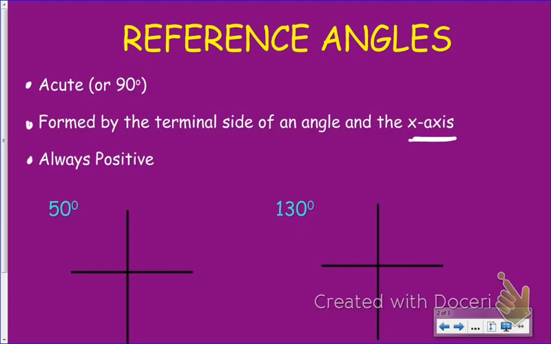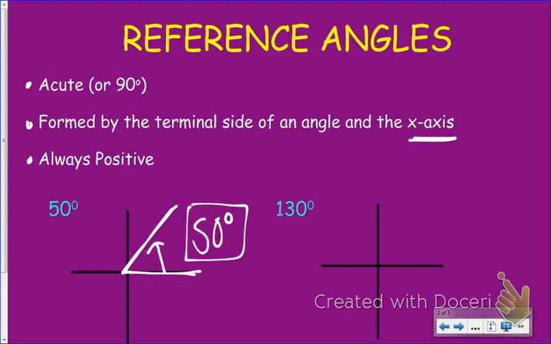So this very first one here, we're going to start off pretty simple, a 50-degree angle. So if I want to find the reference angle for a 50-degree angle, I'm going to start by drawing that 50-degree angle. And I know 50 degrees is going to be in the first quadrant. So that would be my 50-degree angle. Well, then I need to see if that fits all three criteria. It is acute, it is made with the terminal side of the angle, which is this line, and the x-axis, so that part's true, and it's positive. So for this case, my actual reference angle is my original angle. No work required.